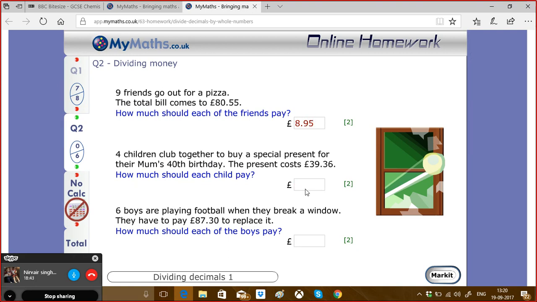Four children club together to buy a special present for their mom's 40th birthday. Their present costs 39.36. How much should each child pay? Each means you have to divide. Yes. Great. So it is your decimal type of question. So just try to divide it. 9.84. Try the third one.